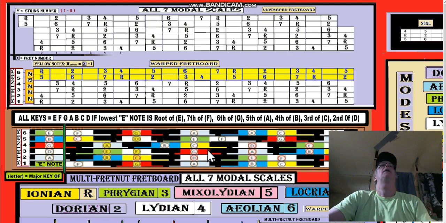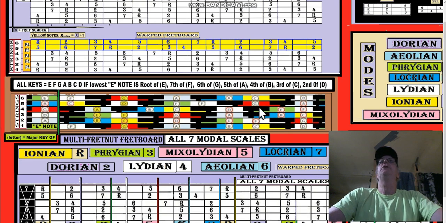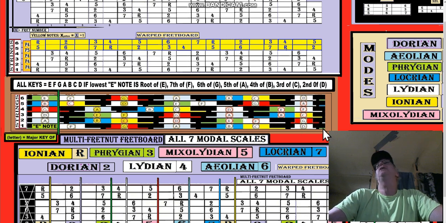Why is that? Well, because if you go C, D, and here, you see that little green line there? That's the green line right here. That would be the third of the key of C. And it is the second of the key of D. Here's a D. Any D will do. There, E is the second.